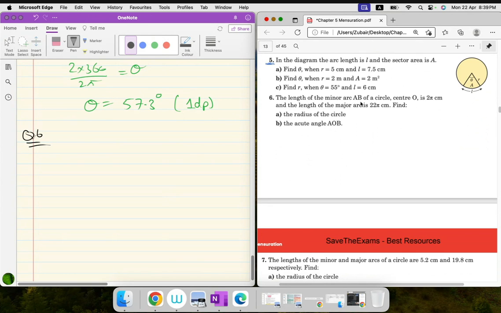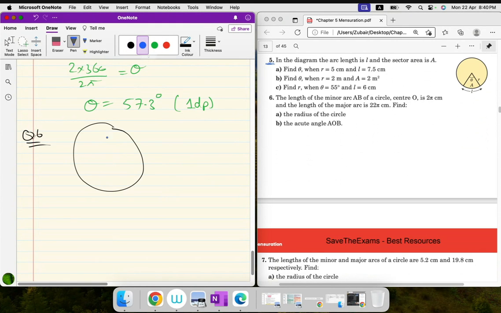The length of minor arc AB of circle center O is 2 pi. So we are talking about a circle and we have one major arc, one minor arc. This is our minor arc, and the length of the minor arc AB of circle center O is 2 pi. That is A, this is B, and the length of the major arc is 22 pi. Find the radius of the circle and compute angle AOB.